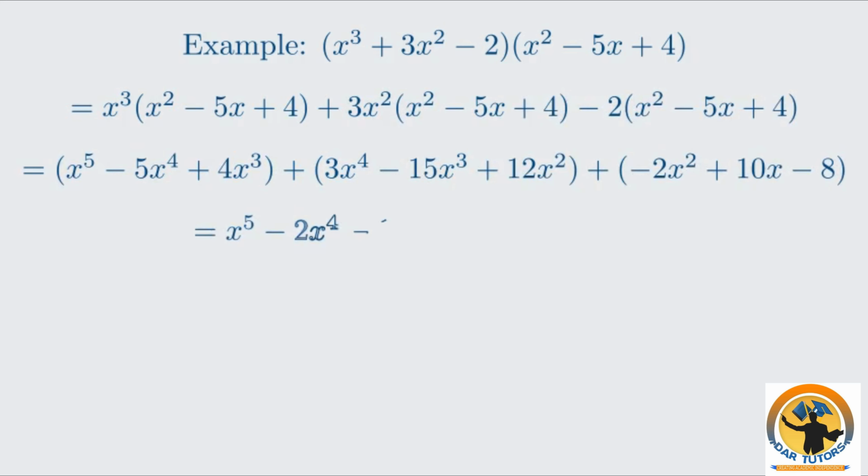X cubed times x squared is x to the fifth, x cubed times negative 5x is negative 5x to the fourth, and so on. After expanding all three parts, we get a long expression. The final step is to collect all the like terms. Combining the x to the fourth terms, the x cubed terms, and the x squared terms, we arrive at our final answer, x to the fifth minus 2x to the fourth minus 11x cubed plus 10x squared plus 10x minus 8.